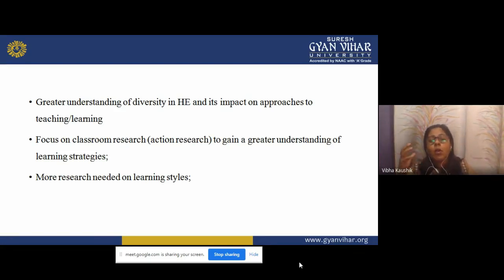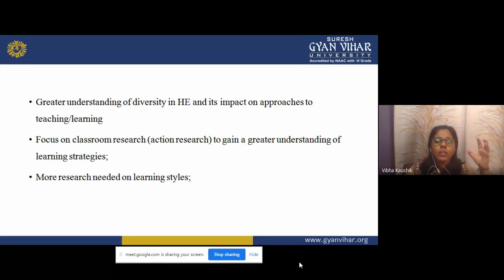What will be the impact of diversities among the learners? Impact on approaches to teaching and learning: how the diversity will affect the teaching and learning process, how the teaching will be improved, keeping in mind the diversity of the learners, that there are various learners. The diversity can be on the basis of their intellectual abilities, their interests, their habits and their abilities. Anything can make students diversified from each other.